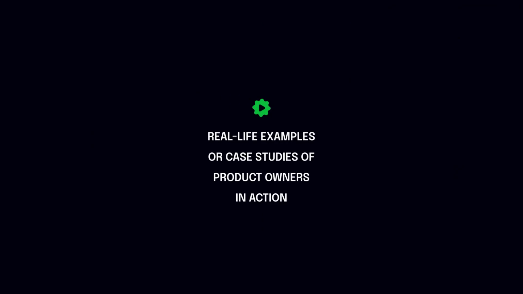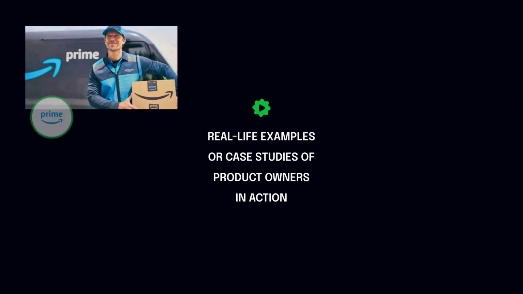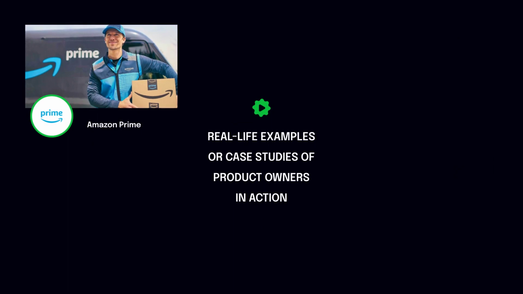Real-life examples or case studies of product owners in action. Amazon Prime. The product owner at Amazon Prime is responsible for managing and evolving the popular subscription service. They continuously gather customer feedback and data to enhance the user experience, add new features, and expand the service offerings. The product owner ensures that Prime meets customer expectations, drives customer loyalty, and delivers value through features like fast shipping, streaming services, and exclusive discounts.